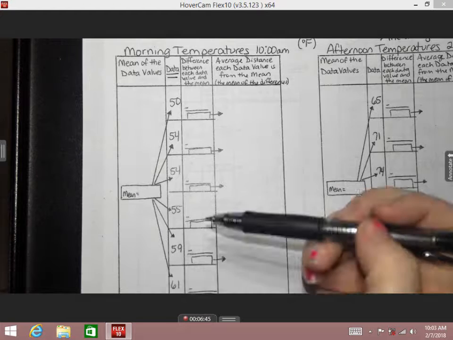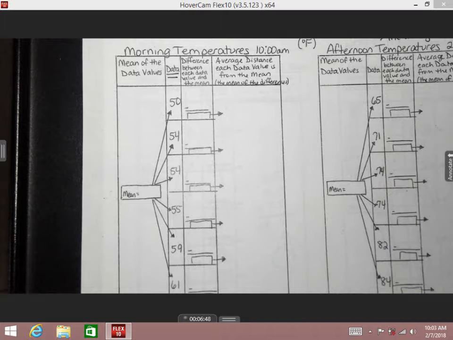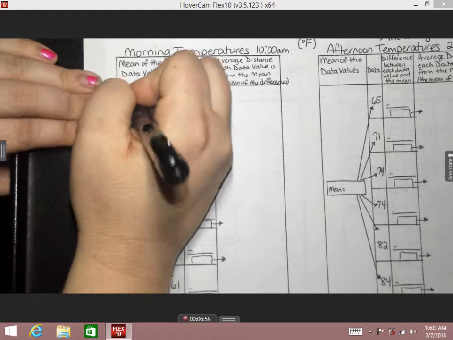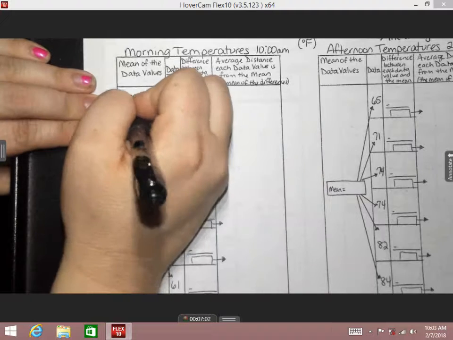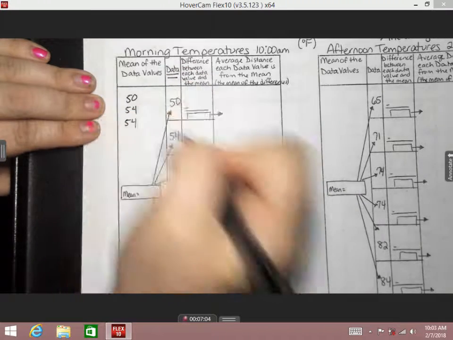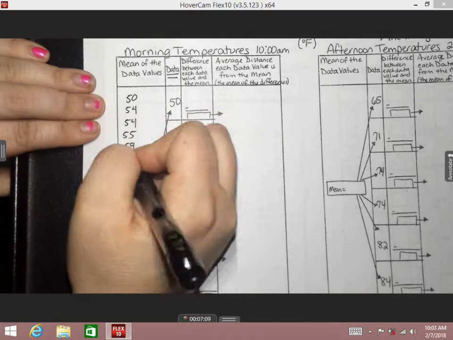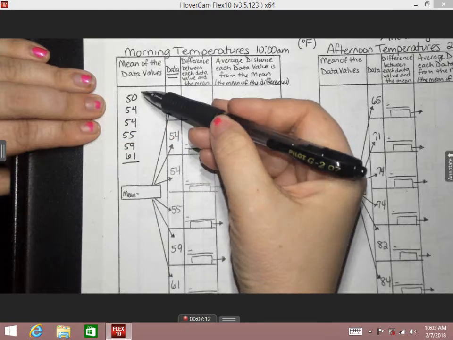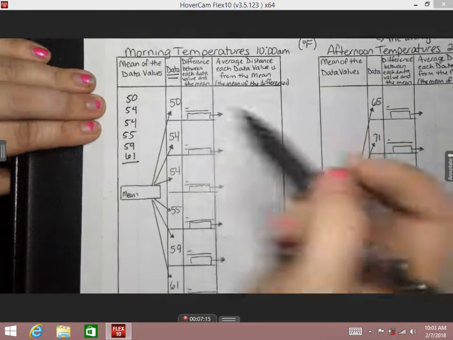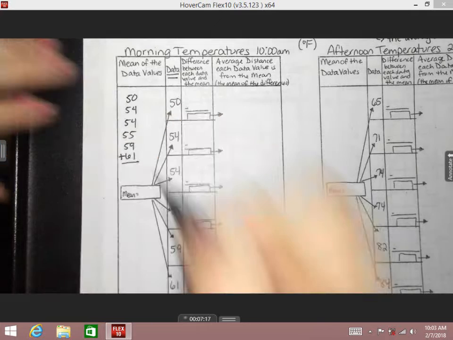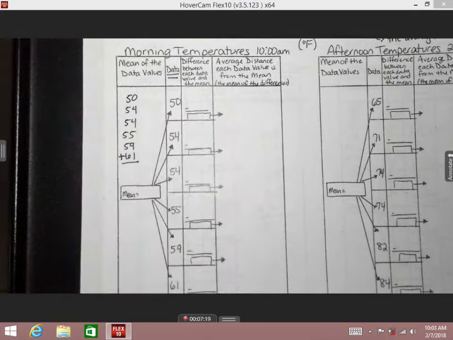So, guys, please remember, there is one of me. There is 30 of y'all. Can I look and see what each one of you is typing into your calculator? No. So, I know it seems a little silly. I want you to write it down because sometimes that's where the mistake is happening, okay? So, let's write down what all we're going to add up. So, we got 50, 54, 54, 55, 59, and 61. That's 1, 2, 3, 4, 5, 6 numbers there.